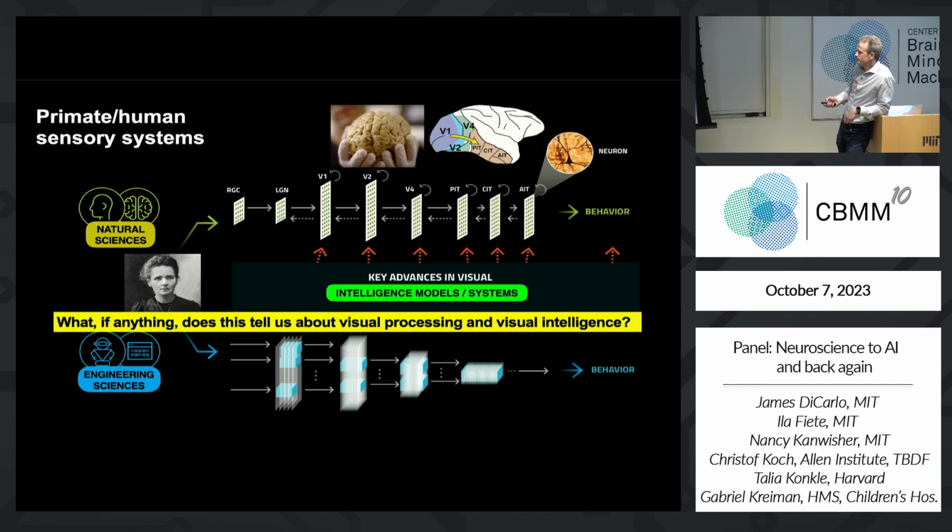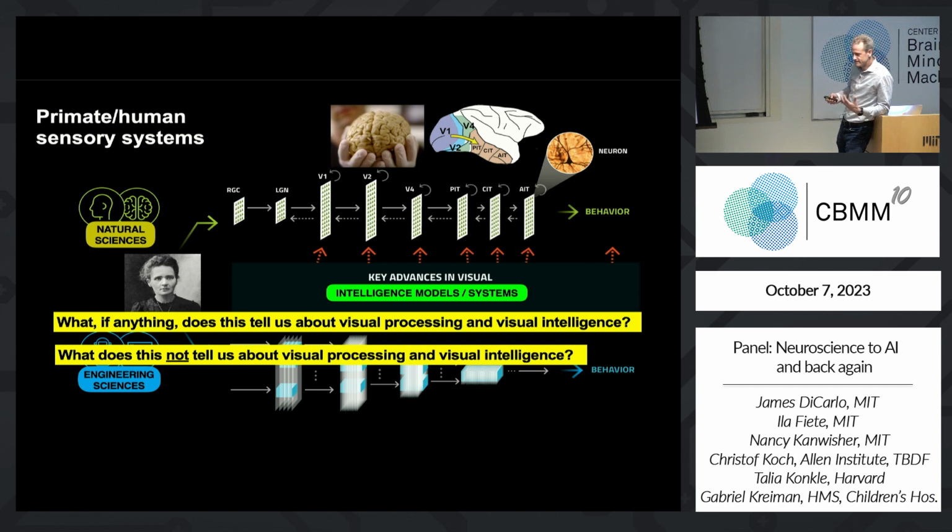So one, stepping back: Jim puts this nice slide up. What, if anything, does this actually tell us about visual processing and visual intelligence? Does it tell us anything? Does it only tell us about adult mechanisms? Can we even use the word mechanism when we describe these models as describing data that we're observing in the system? So we'll discuss that. What does this not tell us about processing and visual intelligence?